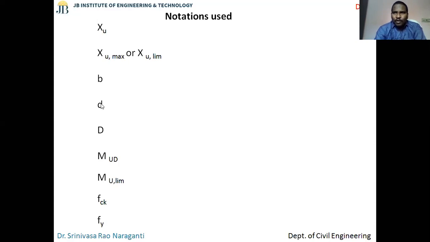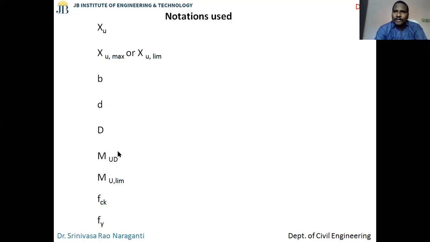Then small d is the effective depth of the given section, that means from the topmost fiber to the center of the tensile reinforcement. Capital D is the overall depth of the section, that means from the topmost fiber to the bottommost fiber, including the cover. Then MUD value. MU is nothing but ultimate, and D stands for design. That's the ultimate design moment.